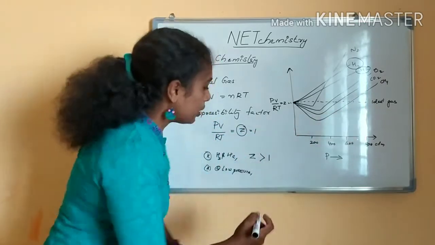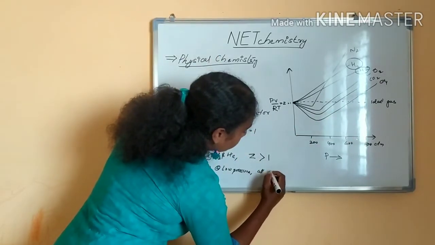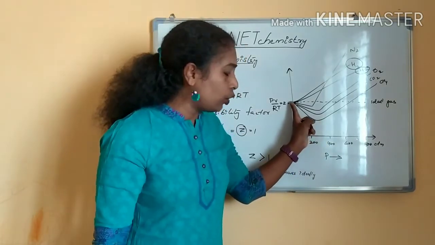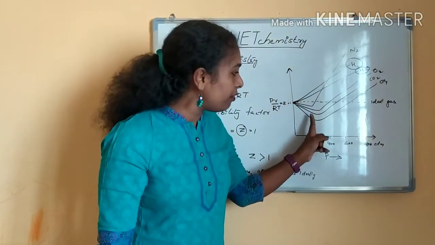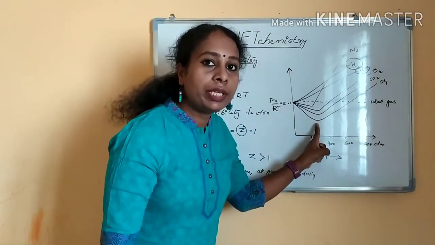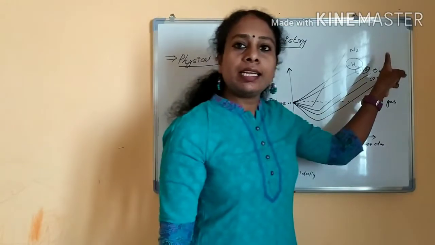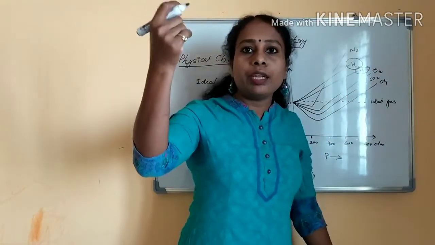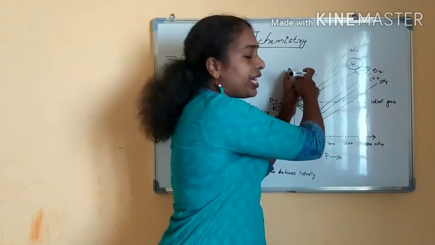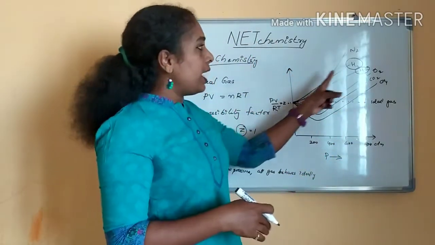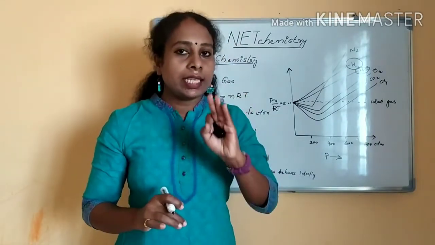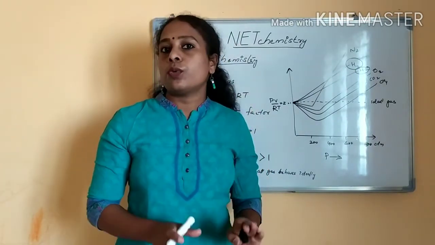At low pressure almost all gases tend to behave ideally. Then as the pressure increases, the Z value reaches a minimum, then starts increasing, and Z will be going greater than 1. So we have to explain why Z is less than 1, why Z is greater than 1, and why hydrogen and helium always show Z greater than 1. These three things we are going to explain with the van der Waals equation.